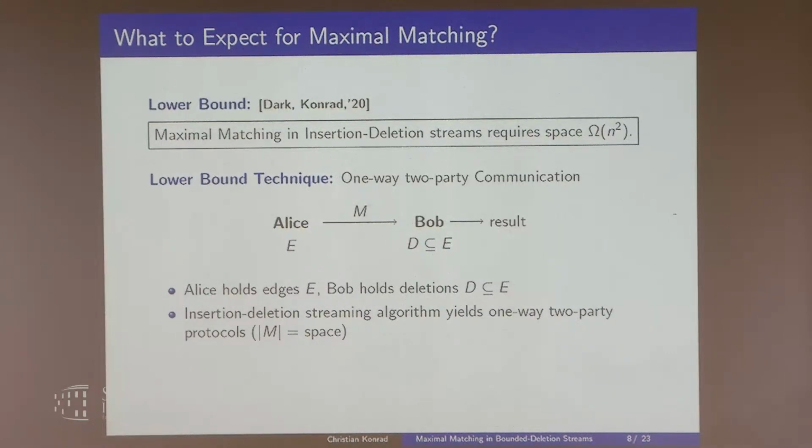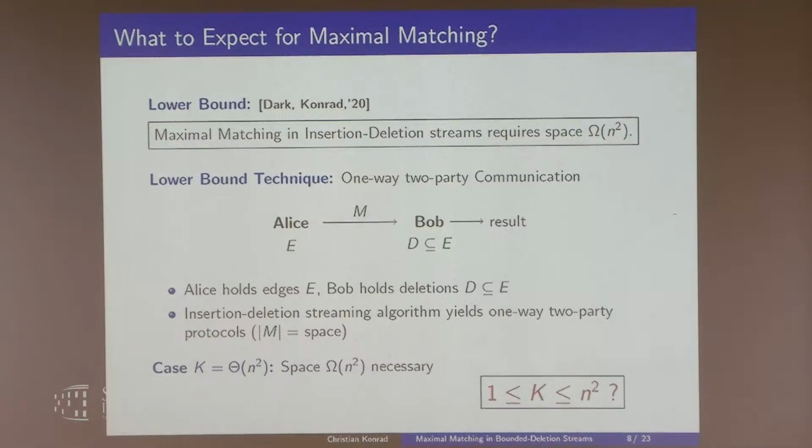The fact that Bob holds a subset of the edges of Alice, and they're at most n-square edges, means that this lower bound would never use more than n-square deletions. So as soon as you reach n-square deletions, k equals n-square, we know that basically space n-square is necessary. So this limits immediately the interesting range for the parameter k for us to study. We know the interesting range for k is between 1 and n-square. So the question again then is, what do we do in this range?